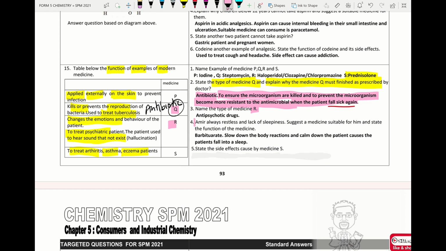Okay, and next one, Amir is always restless and lacks sleepiness. Suggest a medicine suitable for him and state the function. That will be a sleeping pill. Sleeping pill will be barbiturate. Function: slow down the body reaction and calm down the patient, causing the patient to fall asleep.